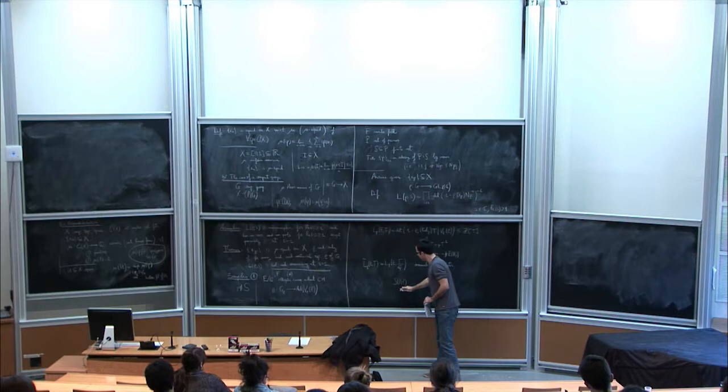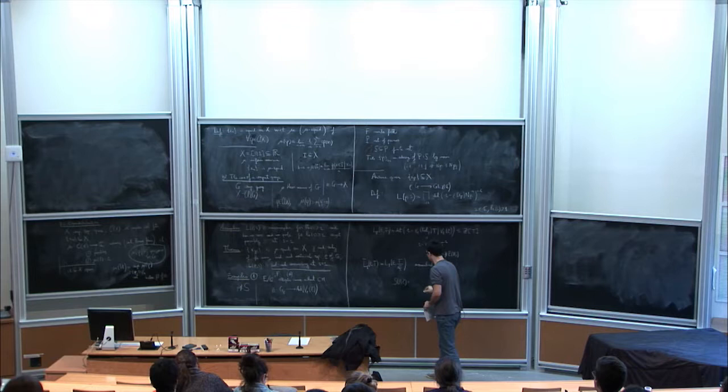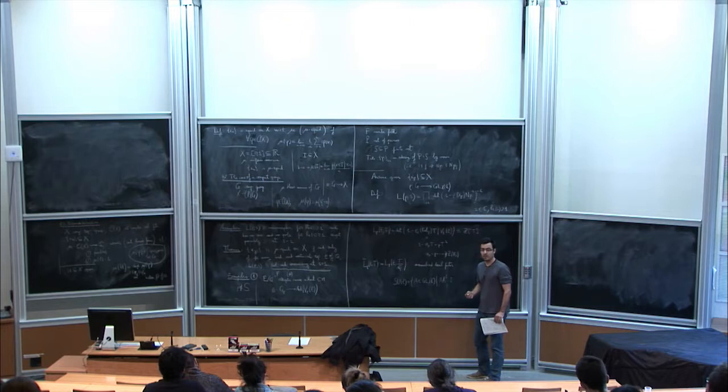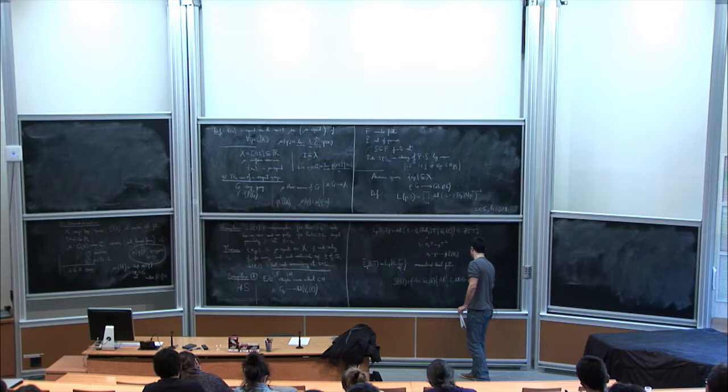Let me recall the definition of this group. This will be two by two matrices, which are unitary. So the inverse of A is its complex transpose, and that have determinant 1.